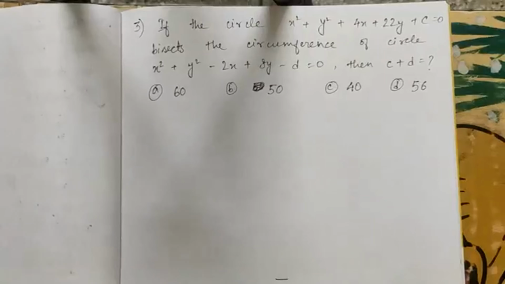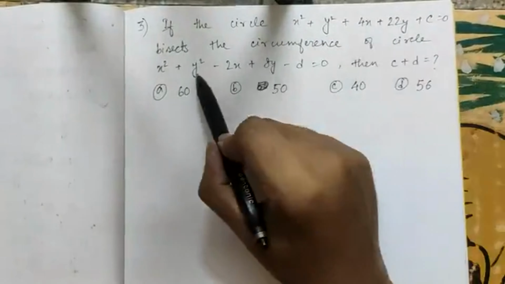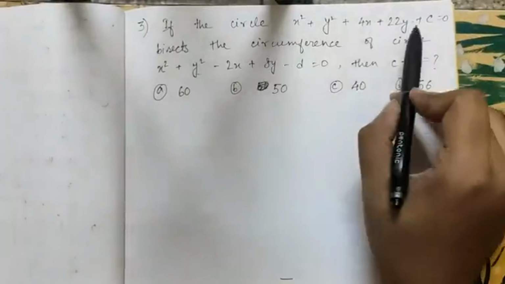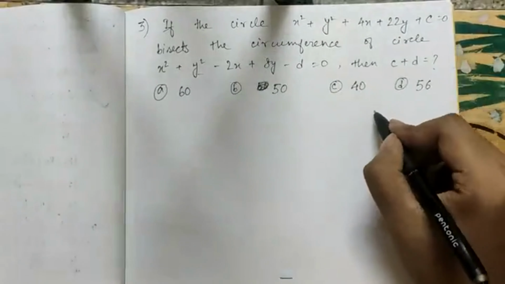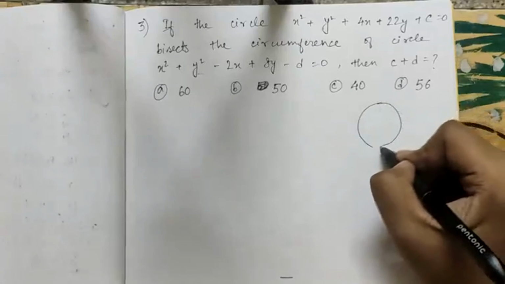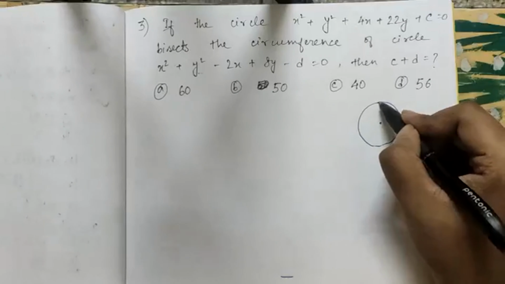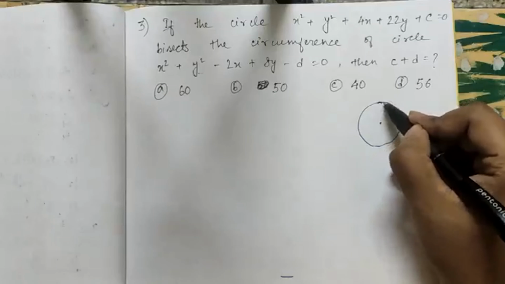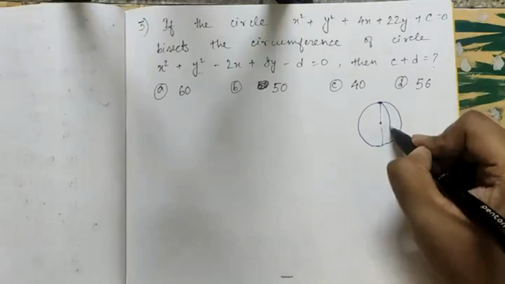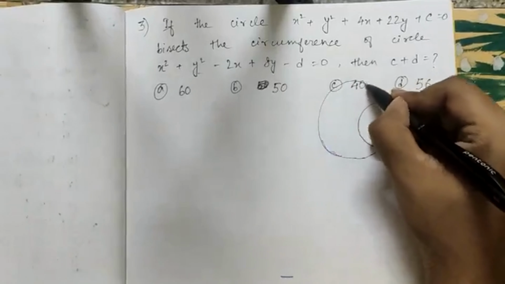Now in the third question it is given that if the circle bisects the circumference of the other circle, then c plus d will be what? Now again it's given that one circle is bisecting the circumference of the other circle. So how can you draw the figure? Let this one be your first circle with center over here, and another circle will be the bigger one, like this.